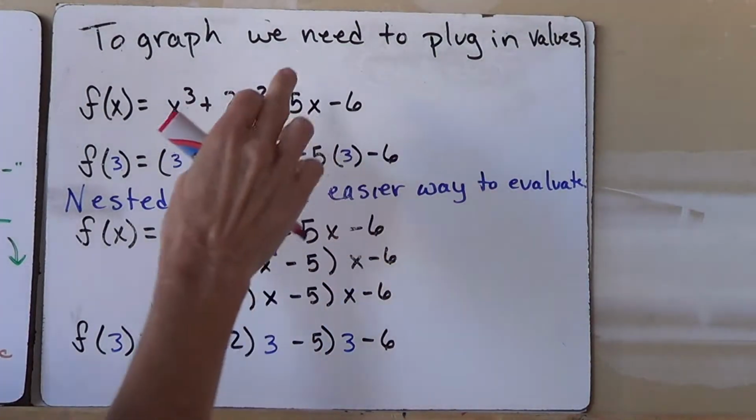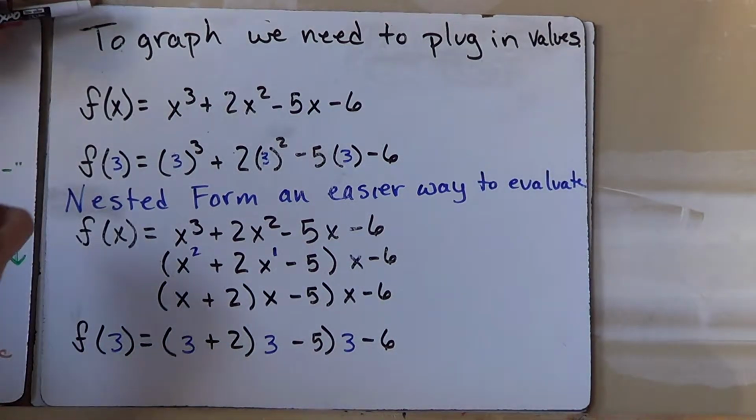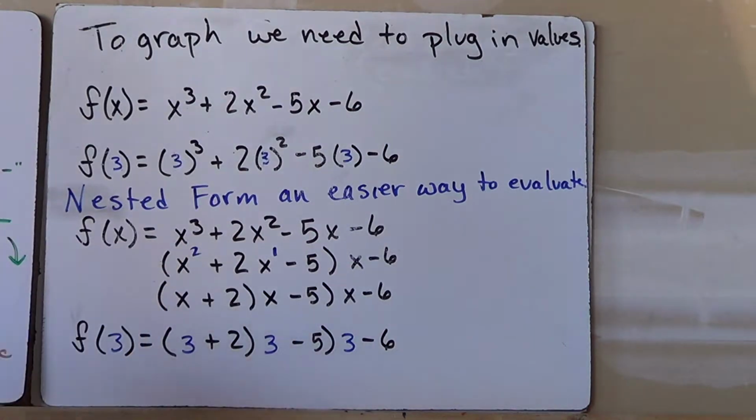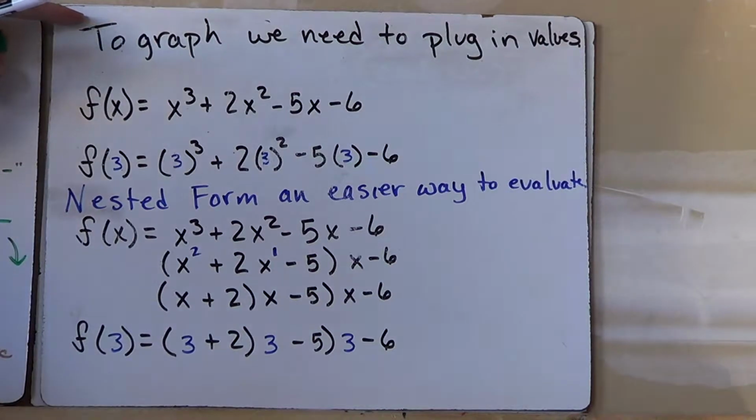To graph, we plug in values. We need to be able to plug in values, and I'll show you an easy way to do that. If I were calculating, let's say, plugging in the value of 3 in this polynomial that we have, I would have to plug in 3, and I'm not always going to have a calculator available, so you need to get this nested form. It's an easier way to do it.